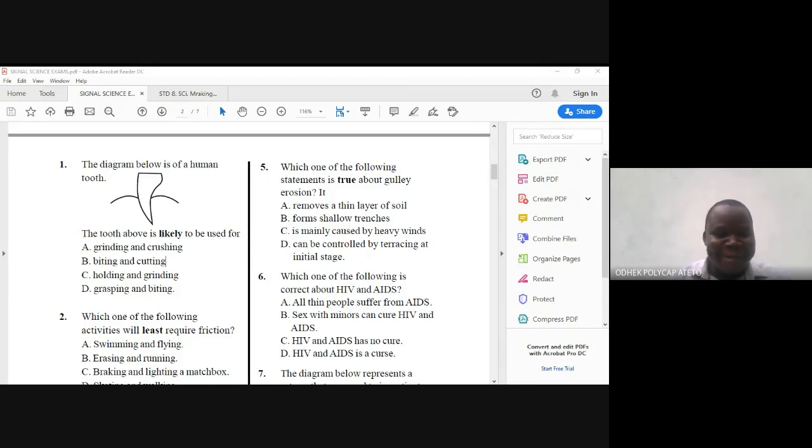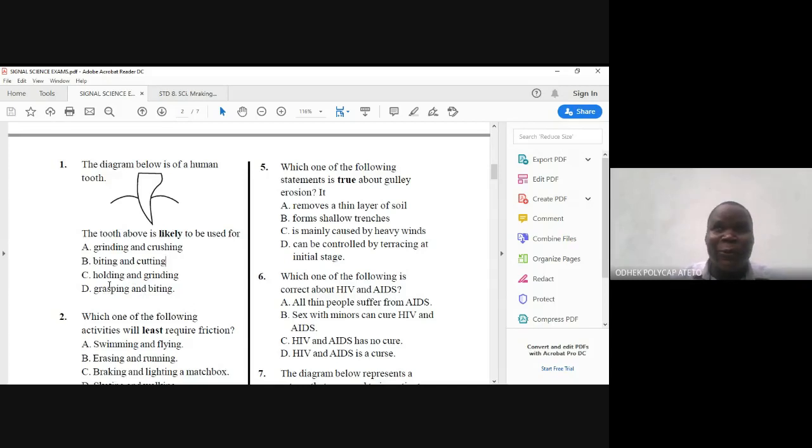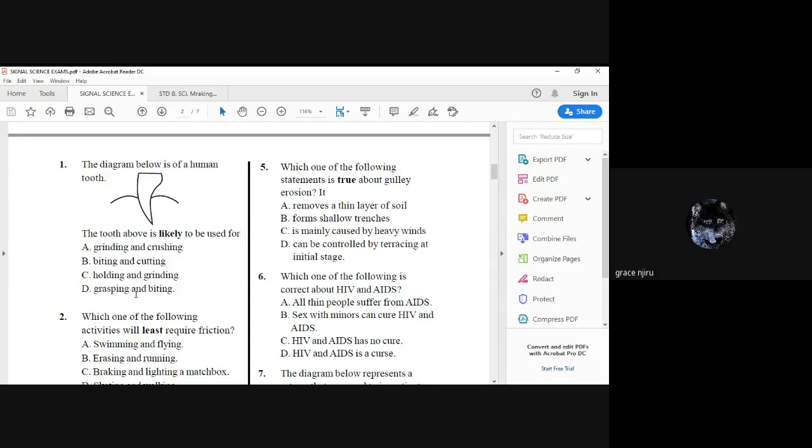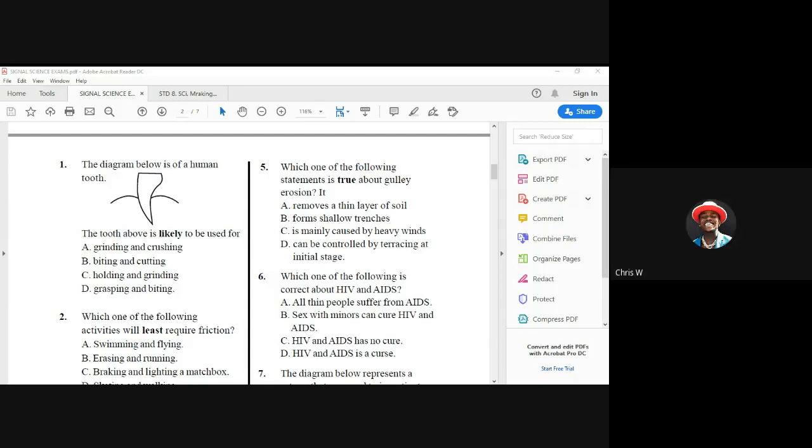Grace, somebody to help Grace. Holding is which one and grinding is which one? Which tooth is used for holding? Grace, we are not getting you. Okay, she has left. So Christian, continue from there.